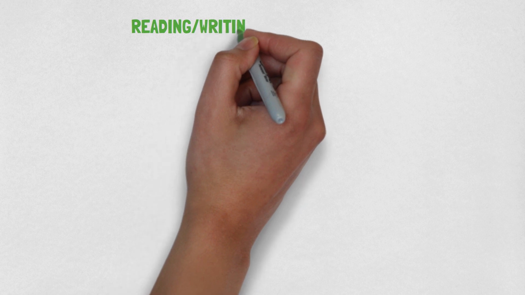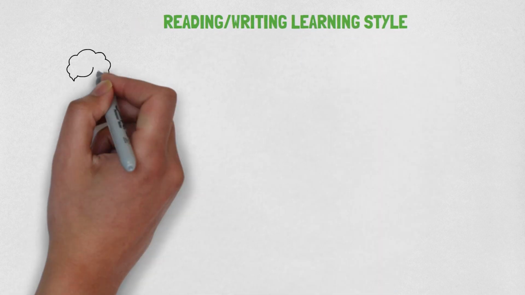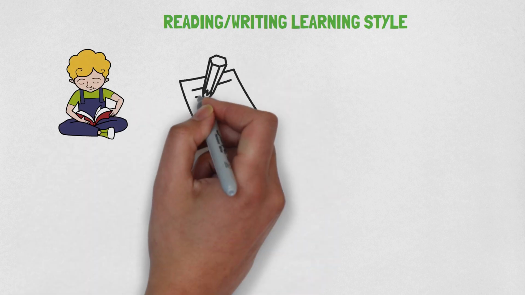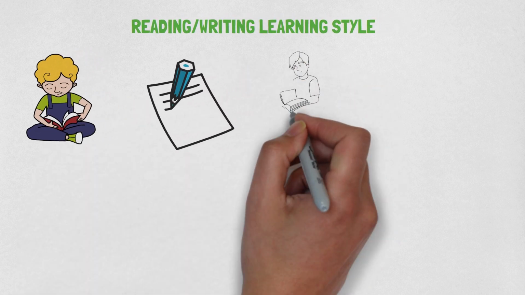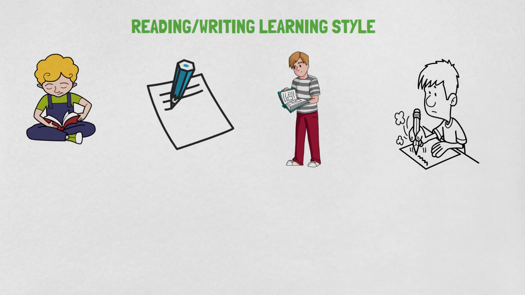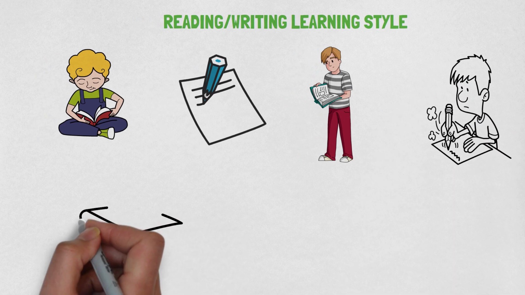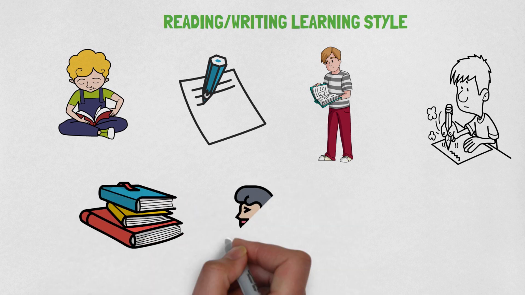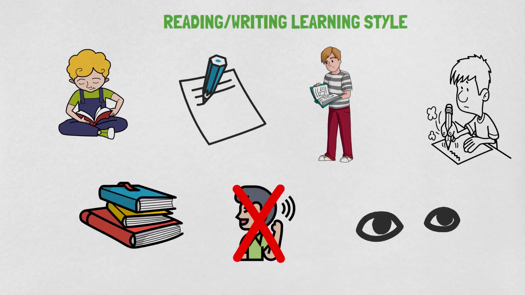Reading/writing learning styles. Children with these learning styles process information best through reading and writing. They have strong reading and writing skills and tend to learn best through text-based materials. They prefer to read information rather than hearing or seeing it.